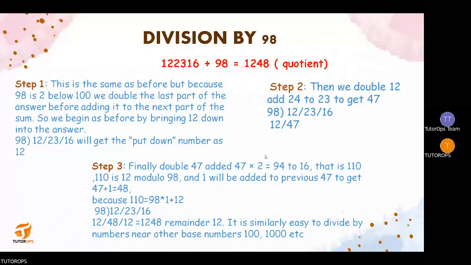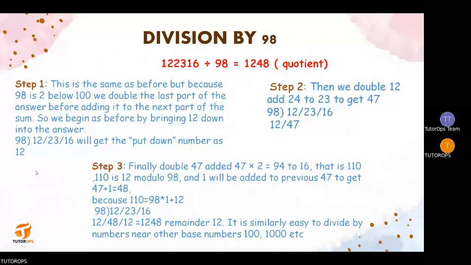So we begin as before by bringing 12 down. The first part will be 12, the second part will be 23, and the last part will be 16. So I will put down the first part as usual. The first part 12 is brought down. So 98 divides 12 slash 23 slash 16 and we get the put down number as 12.